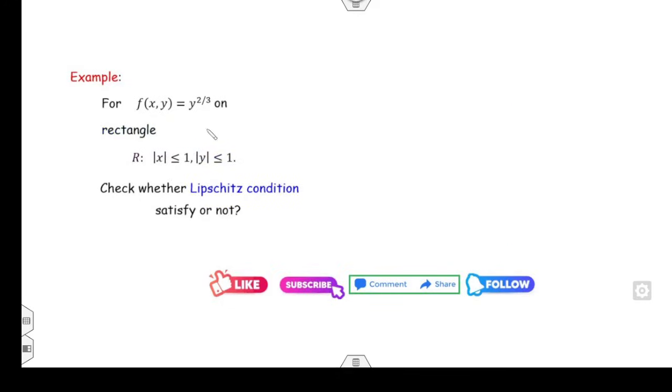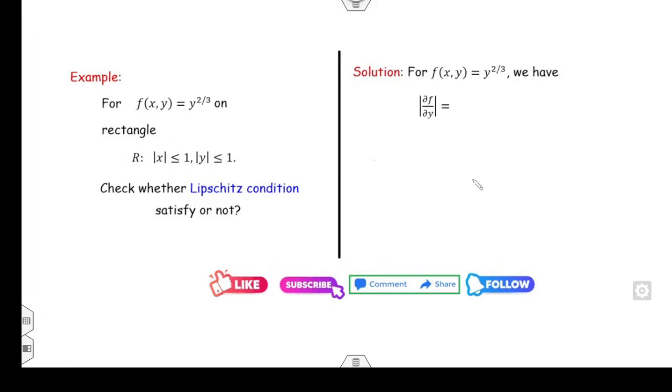Look at the next one. Check whether the Lipschitz condition is satisfied or not. Again, modulus is not given. So we can start with, again, the rectangle is already defined to you. Fine. Let's start with mod del f by del y. It will be 2 over 3 y raised to power 1 over 3. 2 by 3 is outside. That number is 1 over y raised to power 1 over 3.